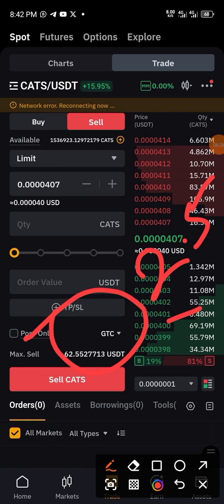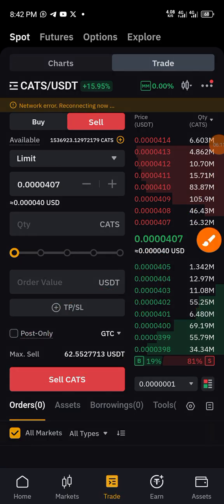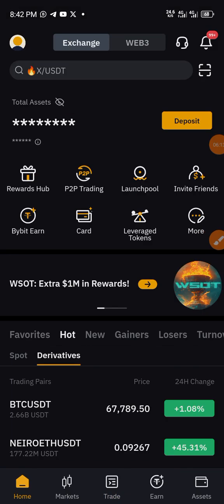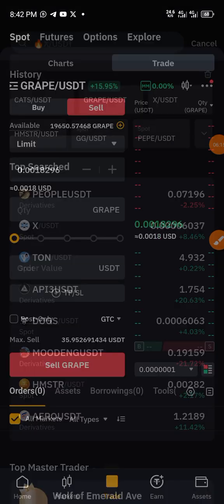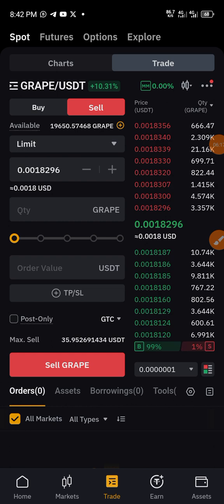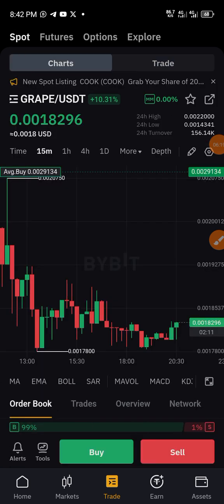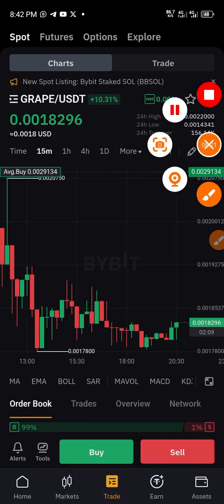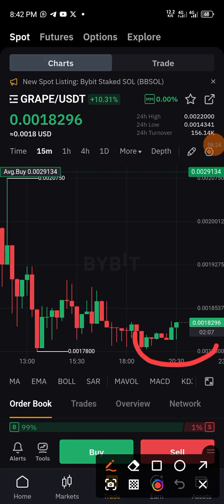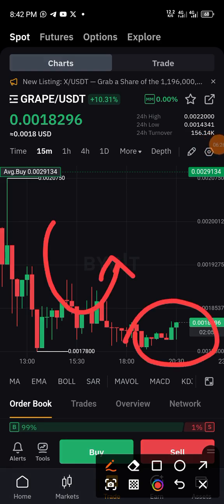There it is. Okay, so there is another coin again, which I purchased. So if all of these go towards my predictions now, I'm going to make a profit. And currently, I think this is going towards my predictions. I bought this coin as well, known as Grape.